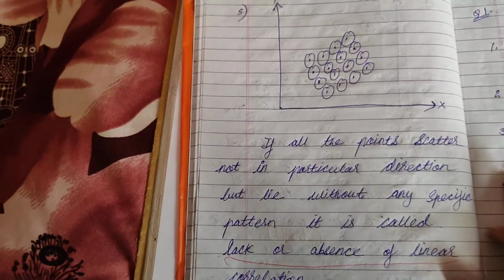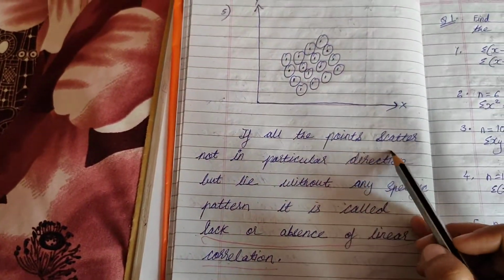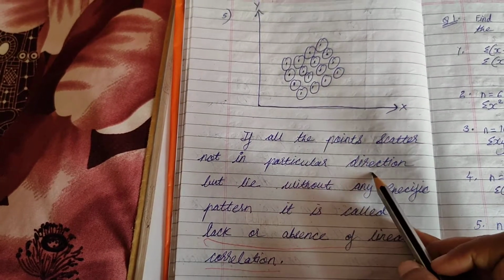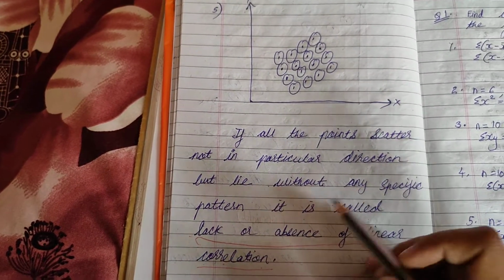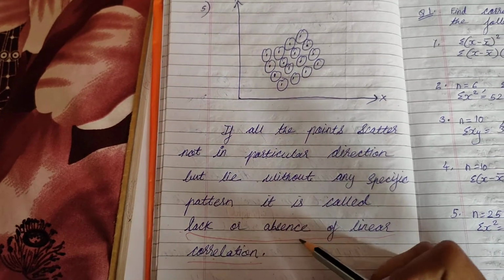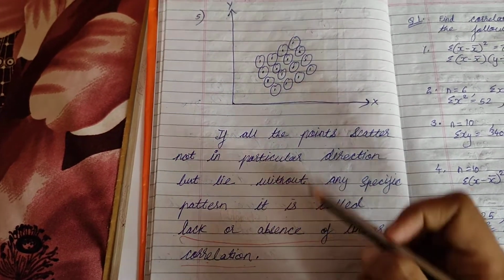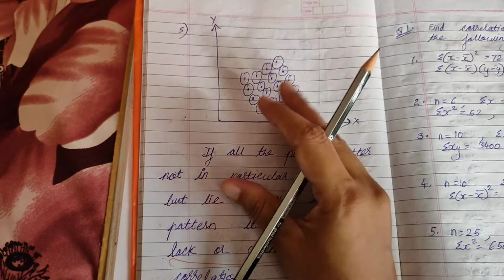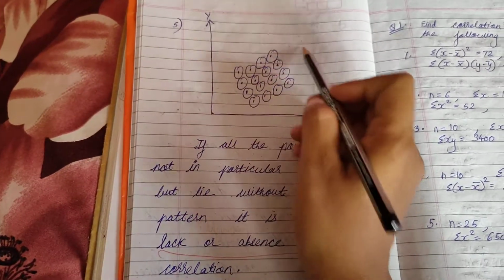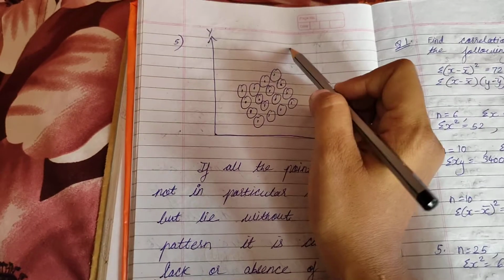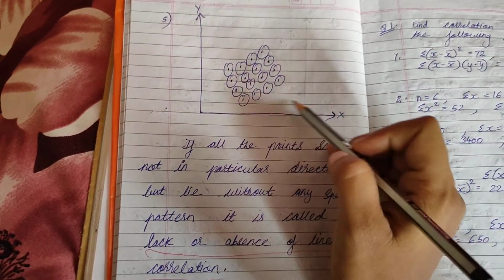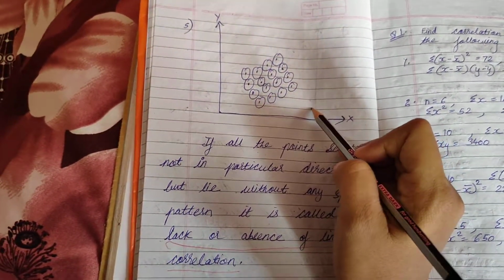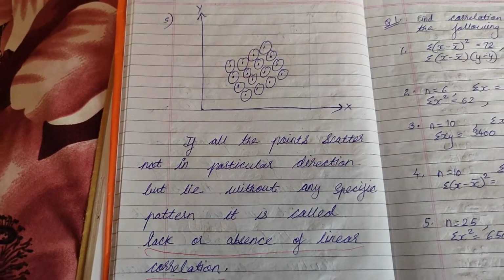Next, lack of correlation. If all the points scatter not in a particular direction but lie without any specific pattern, it is called lack or absence of linear correlation. Points can be in any design. They can be together, or in different parts. A few points up, a few in the middle, a few down. It will not have any specific pattern.